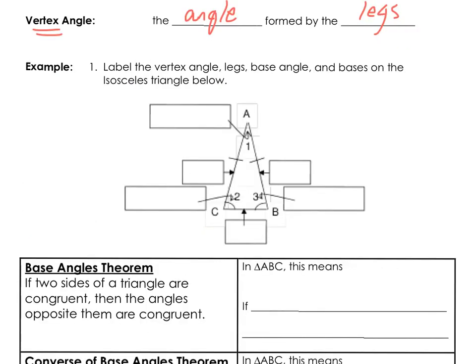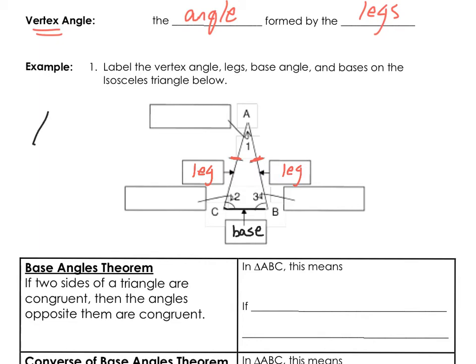So now we want to label all the parts in this isosceles triangle down below. First thing I notice is that these are the two sides that they marked as congruent. They each have one tick mark. So I know that the left side is a leg and the right side is a leg. That would make this third side down at the bottom the base. Now in this case, the base is at the bottom. That might not always be the case.